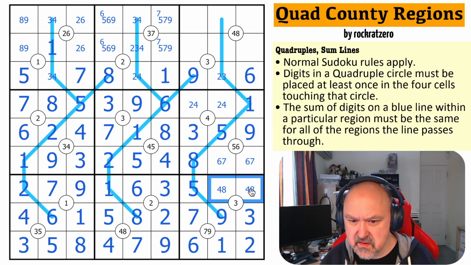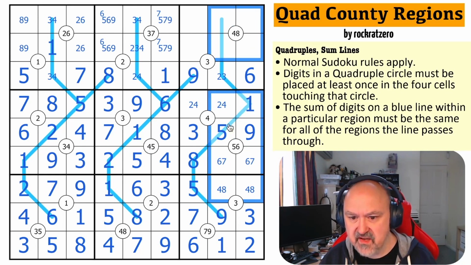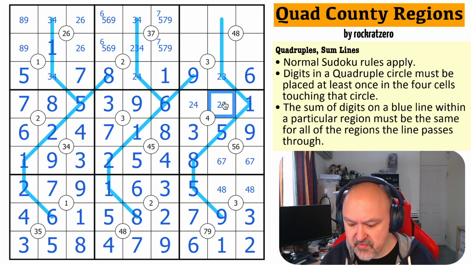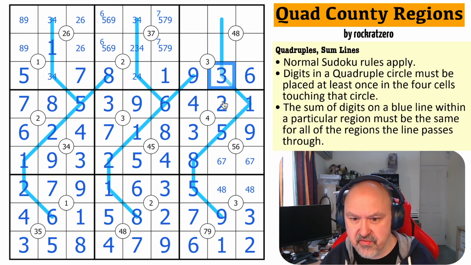Four, 8. So 4 is in here and in here. So I can't put 4 in any of those without breaking those 4s. So that's 2 and that's 4. So this is 3. This is now a pair.